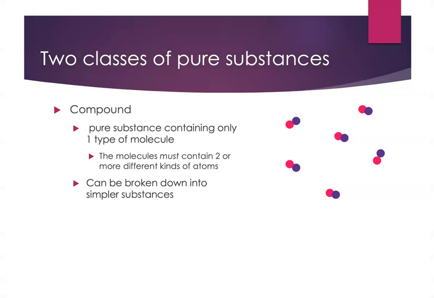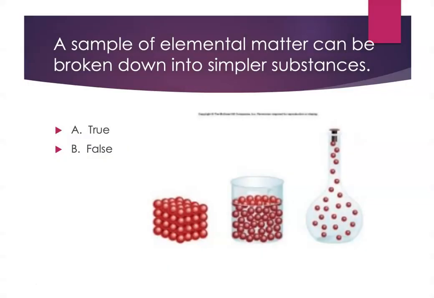Okay. We can also talk about compounds. So we have our elements, which contain only one kind of element or one kind of atom. And we have our compounds, which contain only one type of molecule. But to be a compound, the molecules must contain two or more different kinds of atoms. So that's what I'm showing in the picture model here, right? One pink with one purple. They can be broken down into simpler substances. We can do chemical reactions and break the purple and the pink atoms apart, and that would make them just two elements.